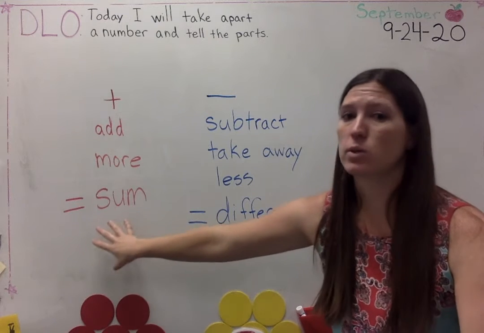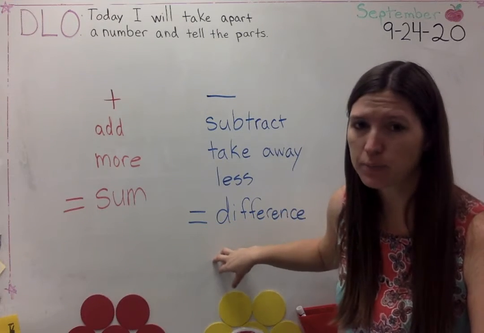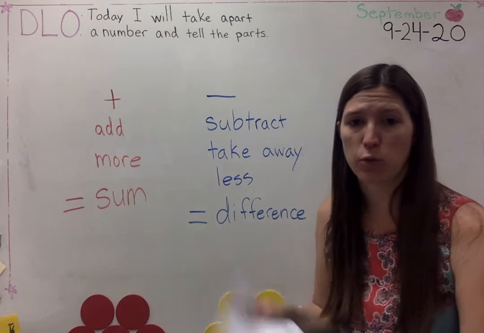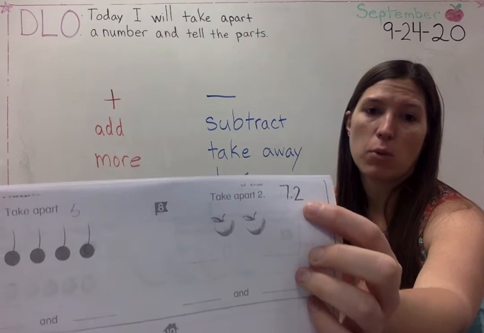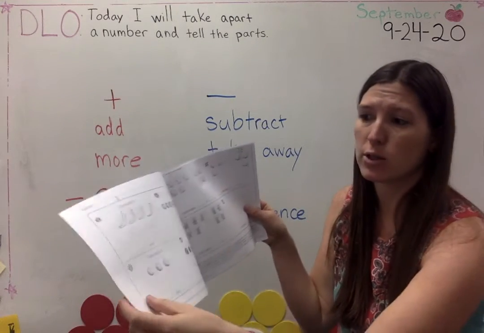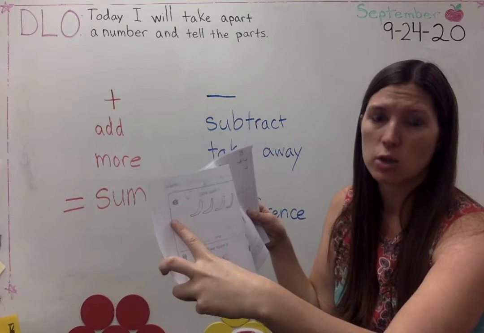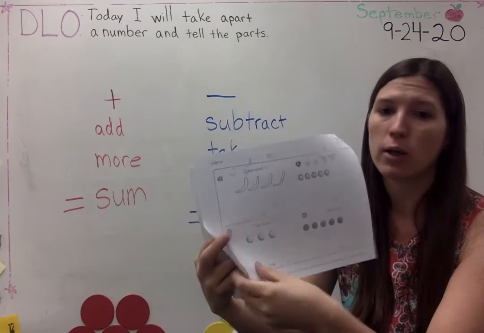All right, let's go over our DLO. We're going to review some addition and subtraction vocabulary. Then we'll do some examples for your worksheet today. And your worksheet today is 7.2. Your worksheet got stapled backwards, but that's okay. On the other side, it starts with number 3. Start with number 3. And the bananas are hard to see, so I just drew them a little darker.